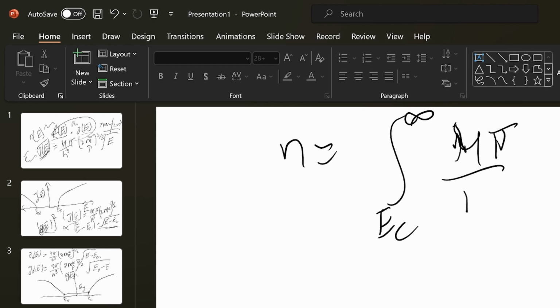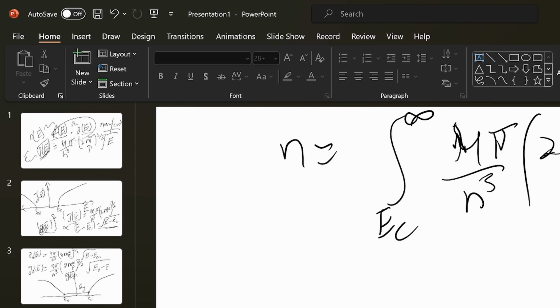4 pi by h cube into 2m star, 2mn star, where mn star is the effective mass of electron, raised to power 3 by 2, into square root of E minus EC. Now into the Fermi-Dirac distribution function f(E), which is 1 over 1 plus exponential of E minus EF divided by kBT.